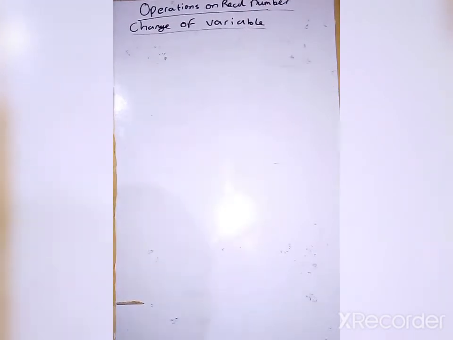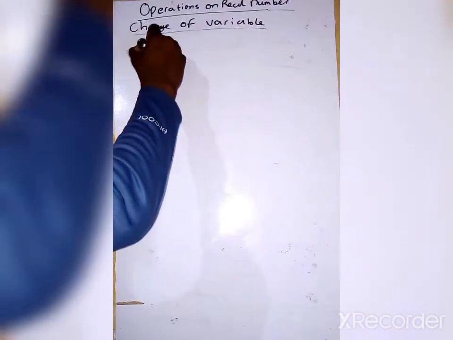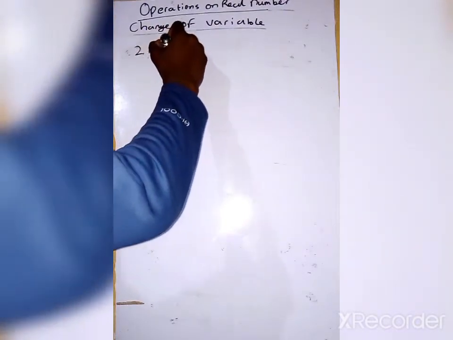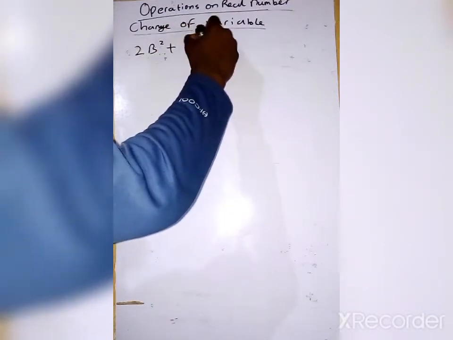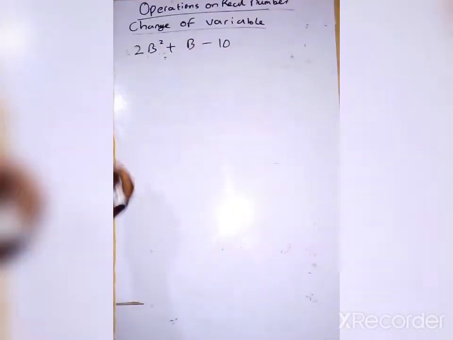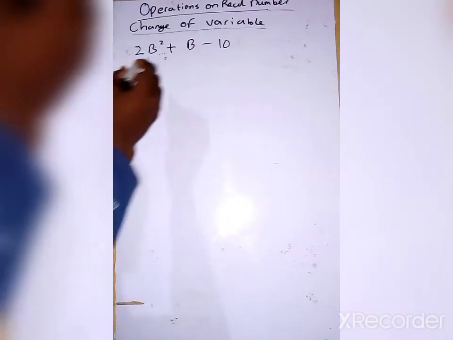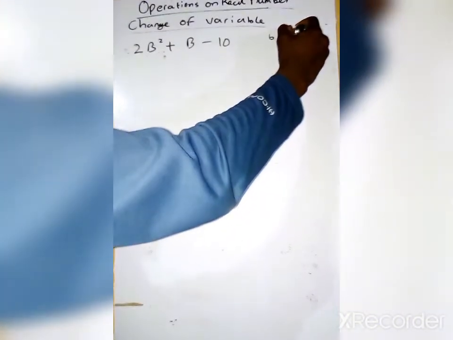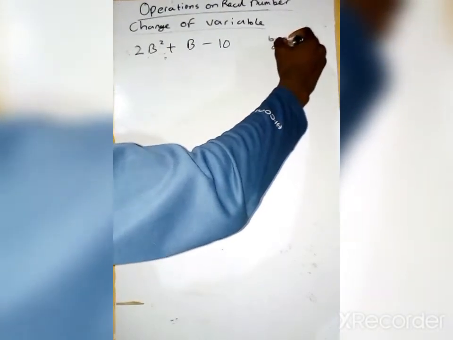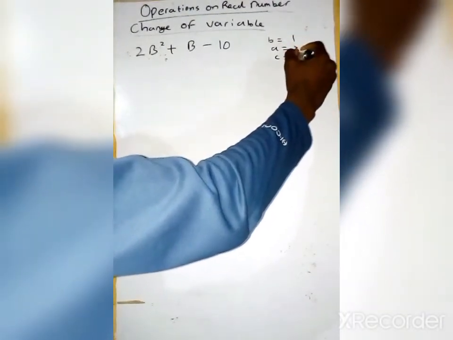So we now have 2b squared plus b minus 10. You can solve this using the quadratic formula. Minus b. What is the coefficient of b? b is equal to 1, a equals 2, c equals minus 10.